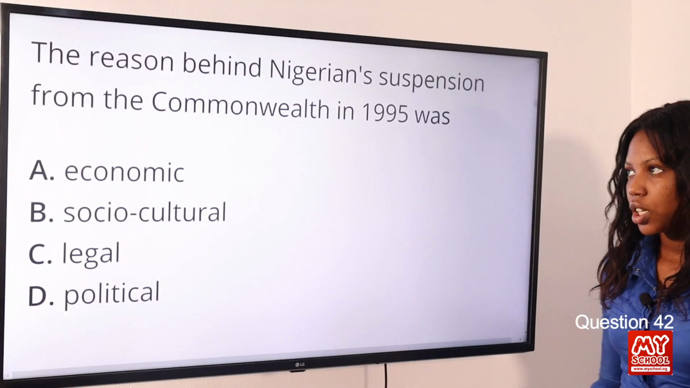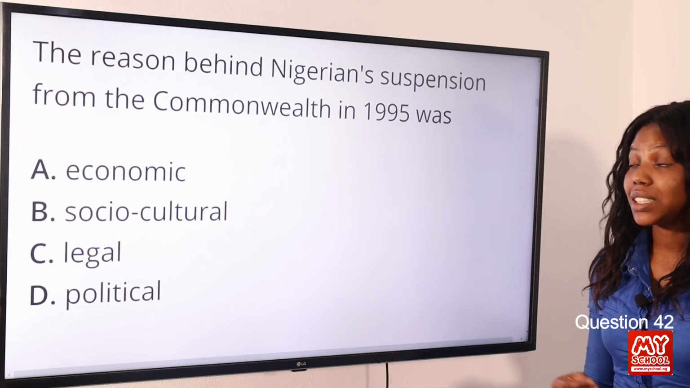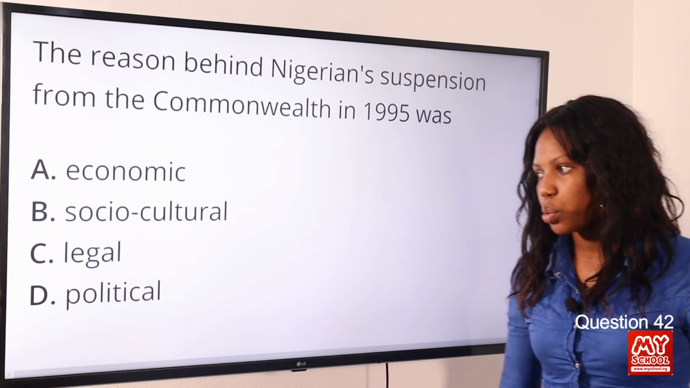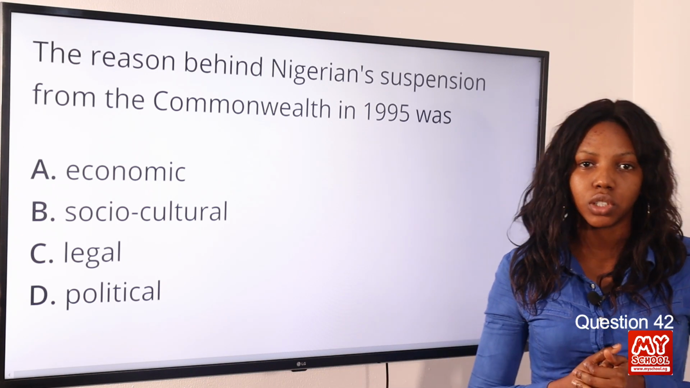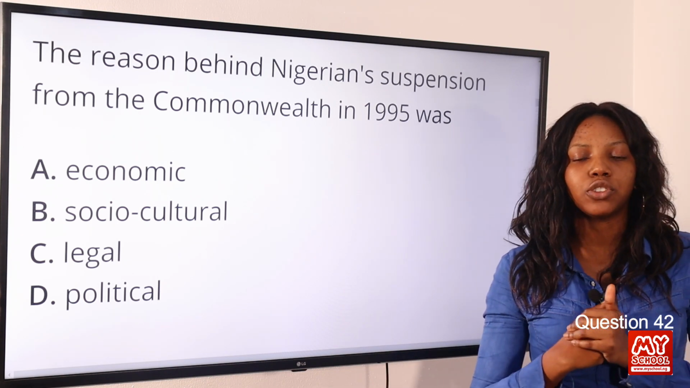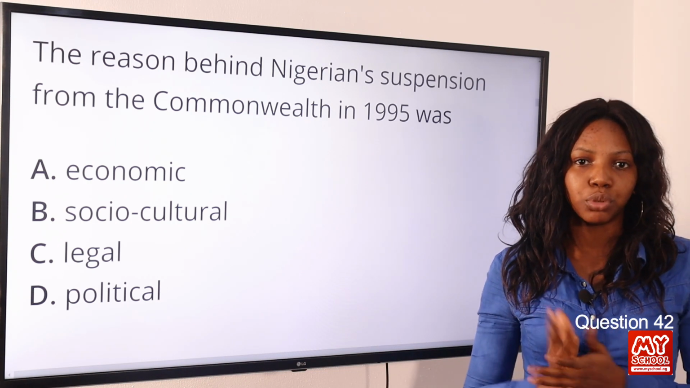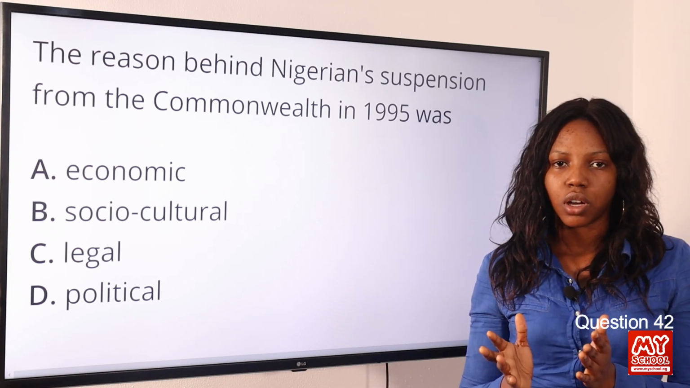Question 42. The reason behind Nigeria's suspension from the Commonwealth in 1995 was option A, economic, option B, socio-cultural, option C, legal, option D, political. The answer to this question is legal. The Commonwealth had a set of principles, a set of rules, and Nigeria violated that rule. It was a serious violation of a constitutional rule, which is termed legal.